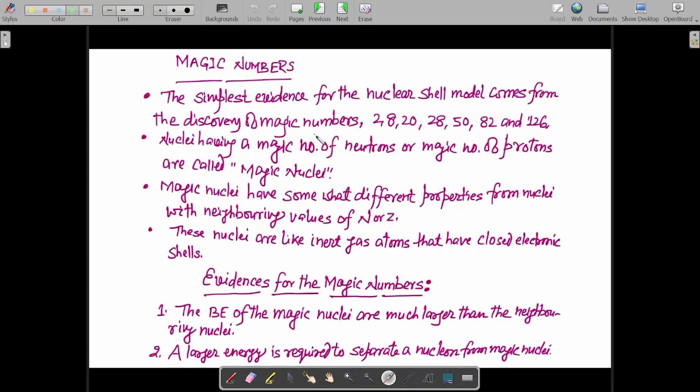So we will need some evidences, because we cannot look inside the nucleus. It is very tiny, of the order of 10 to the power minus 15 meter, and 10 to the power minus 15 meter is a very small distance.